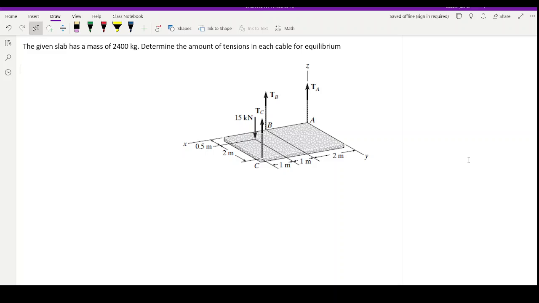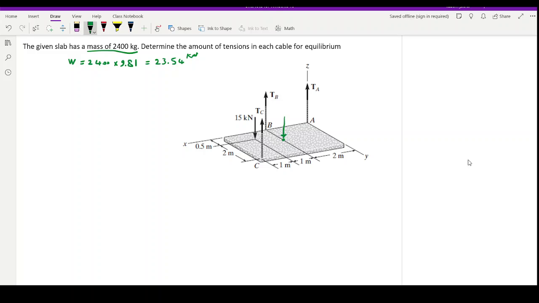has a mass of 2400 kilogram. Determine the amount of tension in each cable for equilibrium. Because the mass of the slab is given in metric system, you need to convert it to Newton or kilo Newton by multiplying it by 9.81. So I do it very quickly in the beginning, and if you multiply it, it's going to be 23.54 kilo Newton.